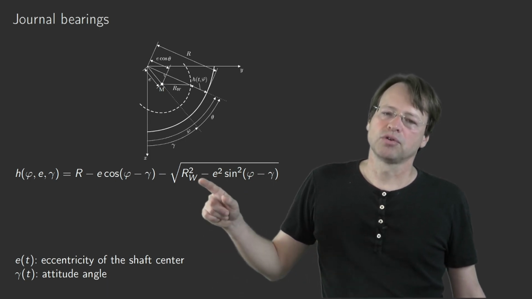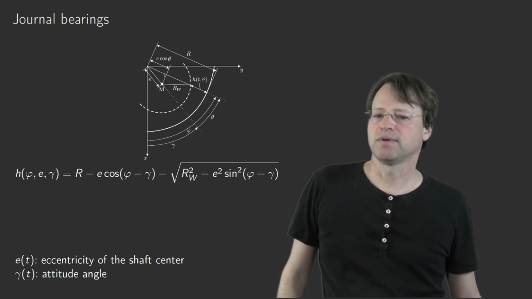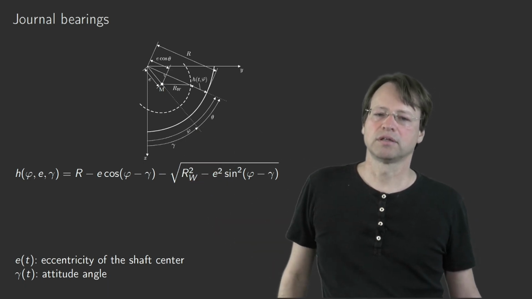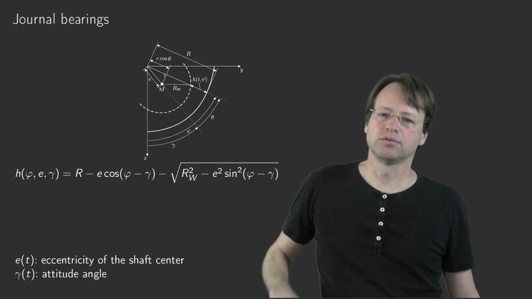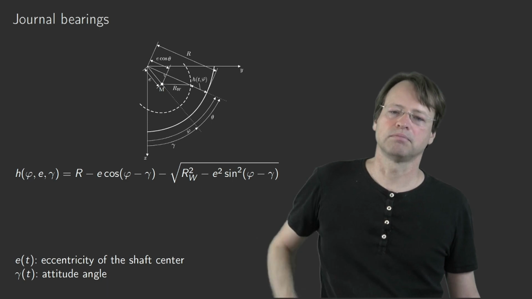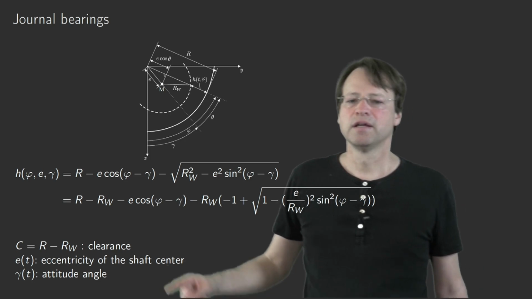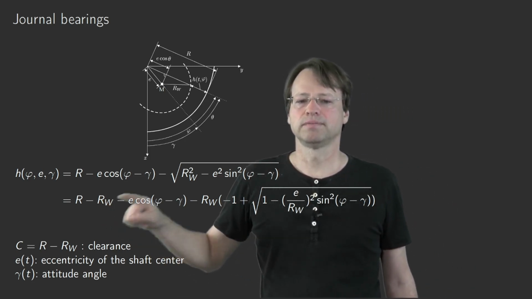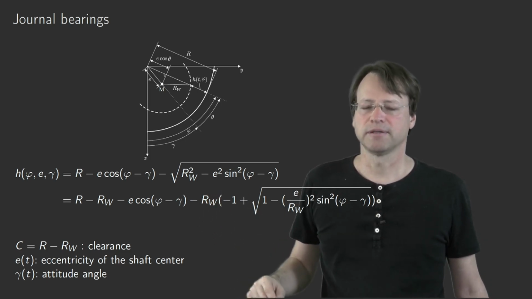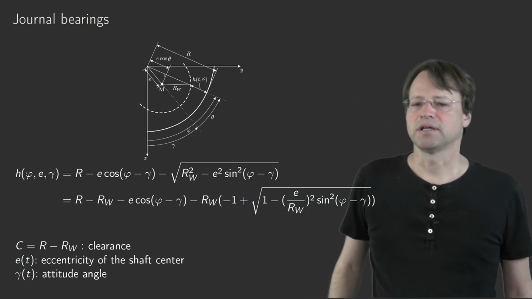And then I observe that this expression here also includes an R sub W squared, and that R sub W squared I would like to put in front of that square root. So I have to divide the whole square root by R sub W squared and multiply then by R sub W squared. So this leads me to the following expression. First, minus R sub W, and the corresponding plus R sub W sits here. And then I copy the term minus e cosine of phi minus gamma.